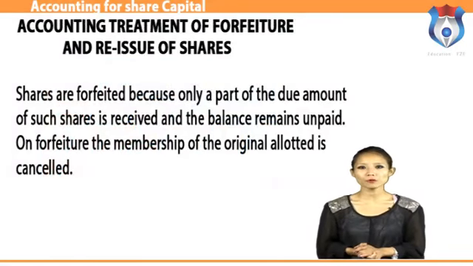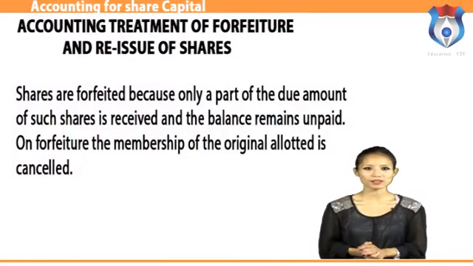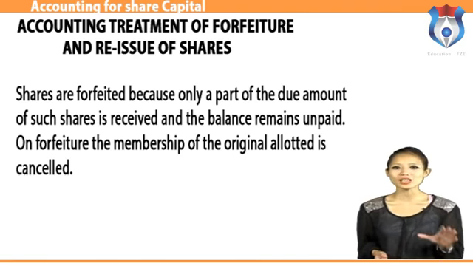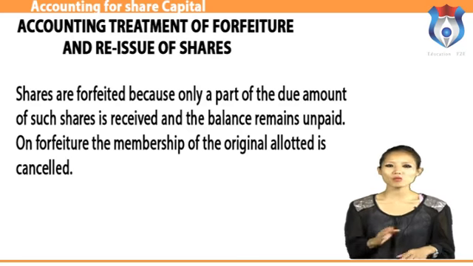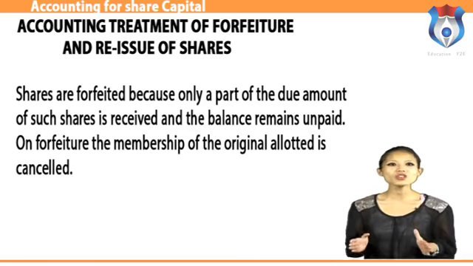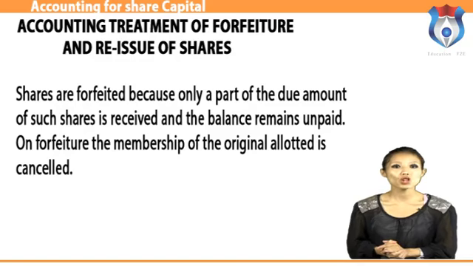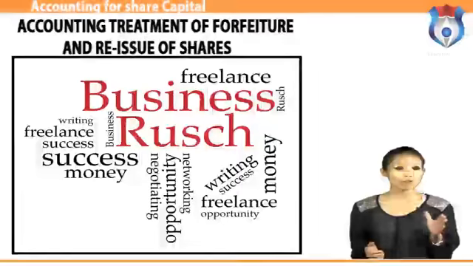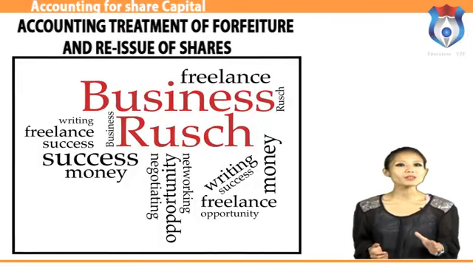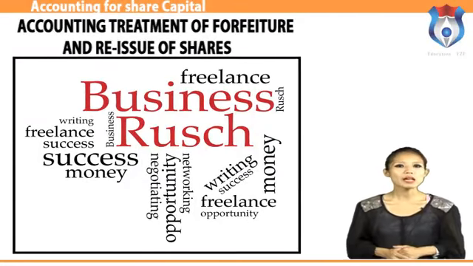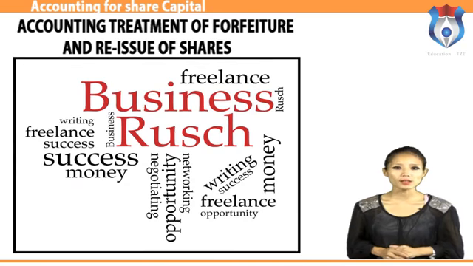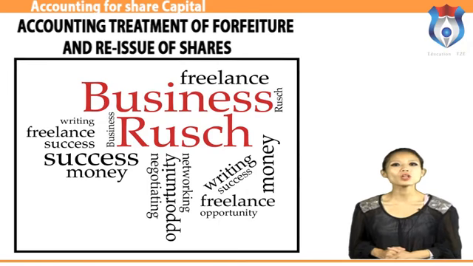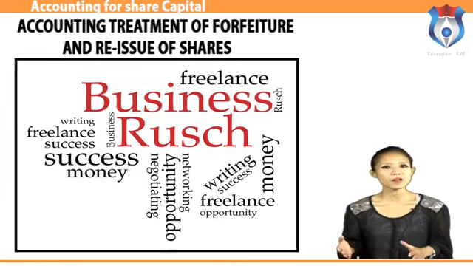Accounting treatment of forfeiture and reissue of shares. Shares are forfeited because only a part of the due amount of such shares is received and the balance remains unpaid. On forfeiture, the membership of the original allottee is cancelled. He or she cannot be asked to make payment of the remaining amount. Such shares become the property of the company. Therefore, the company may sell these shares. Such a sale of shares is called reissue of shares. Thus, reissue of shares means issue of forfeited shares.